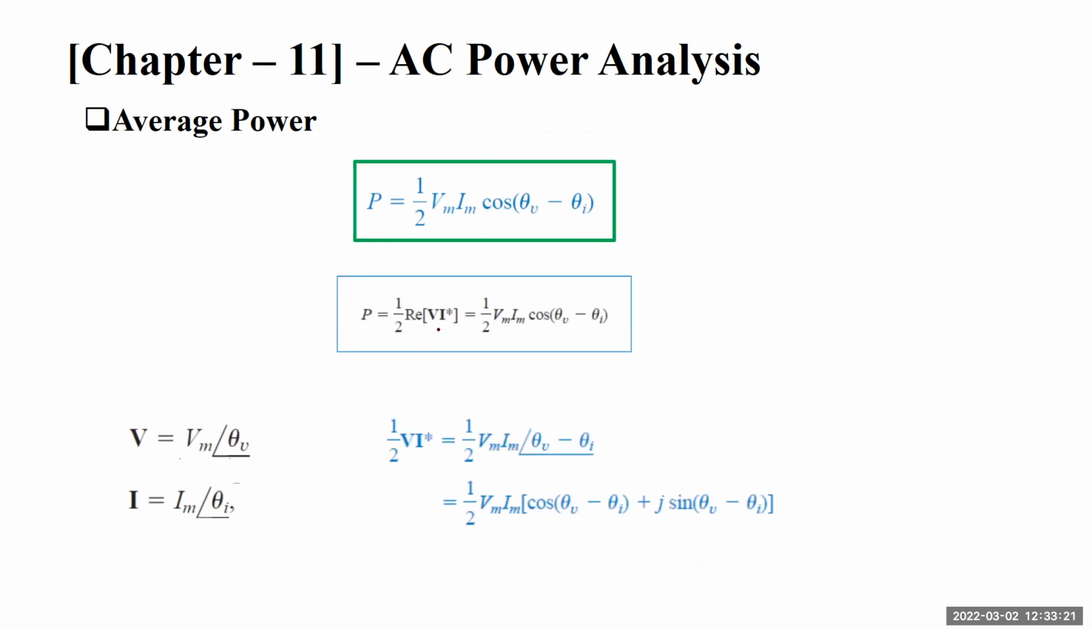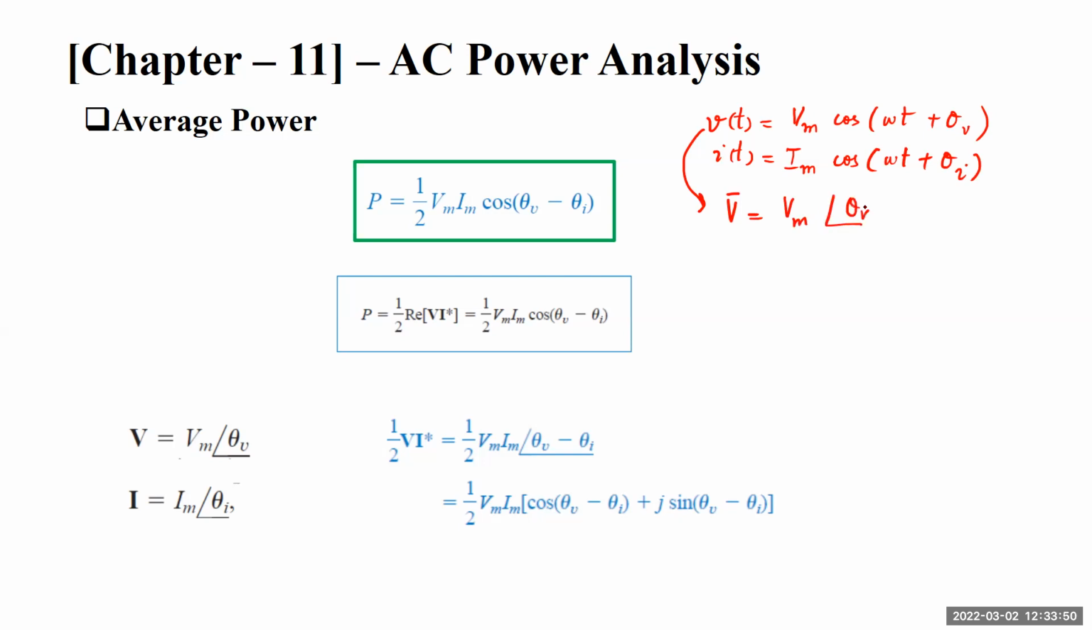Similarly, remember our two relationships which we have seen earlier: v of t equals Vm cos of omega t plus theta v, and i of t equals Im cos of omega t plus theta I. So let's do a little bit of phasor analysis of this. I convert it into phasor form. So the V phasor will be Vm angle of theta v, and the I phasor will be written as Im angle of theta I, right?